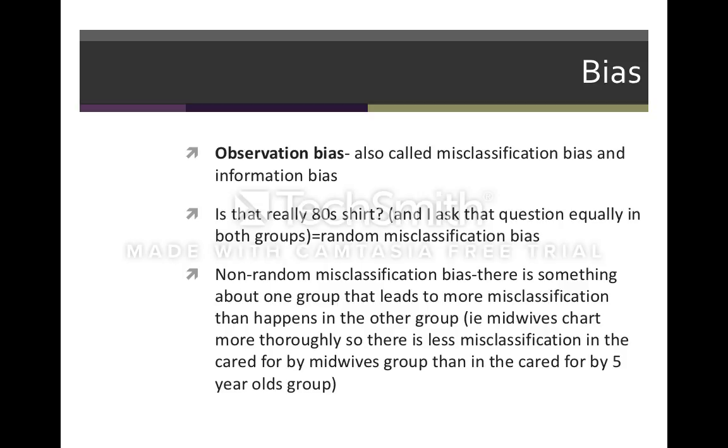What does need more attention is what's called non-random misclassification bias. That's when there's something about one group that leads to more misclassification than in the other group. An example of this is a few years ago, I was working on a quantitative study of whether people with intellectual disabilities get the same kind of primary care as people who don't have intellectual disabilities. We had several indicators, which were things like getting a flu shot, getting referred for age-appropriate cancer screenings, things like that. And we were using medical records to obtain this information.